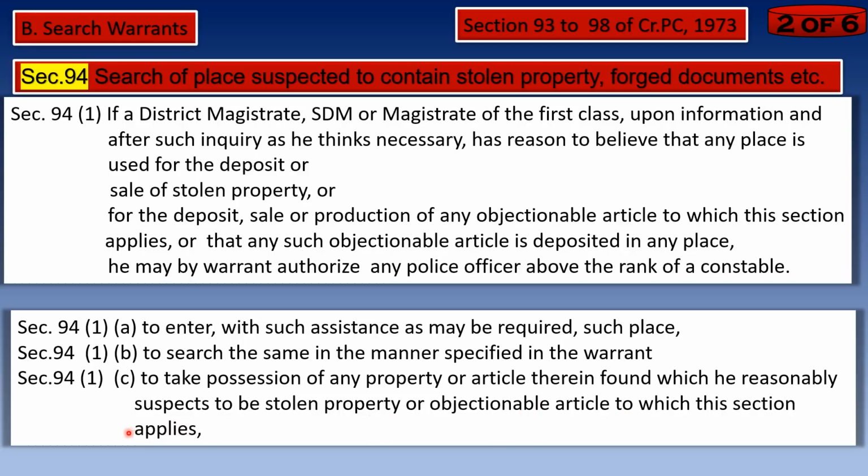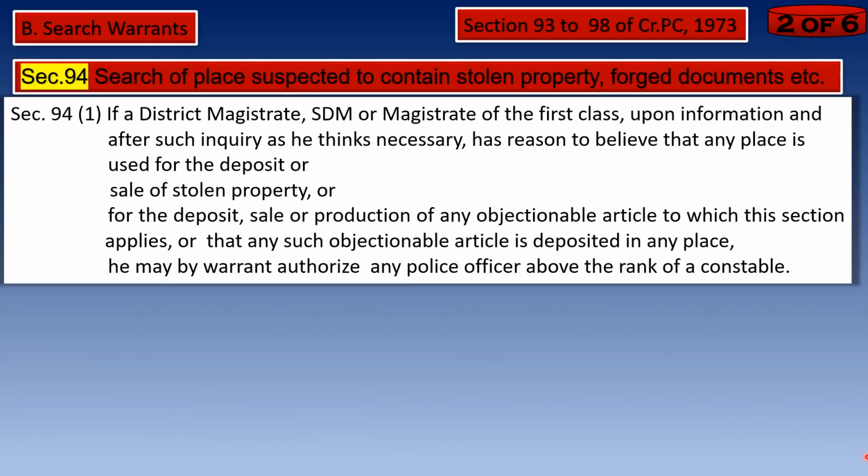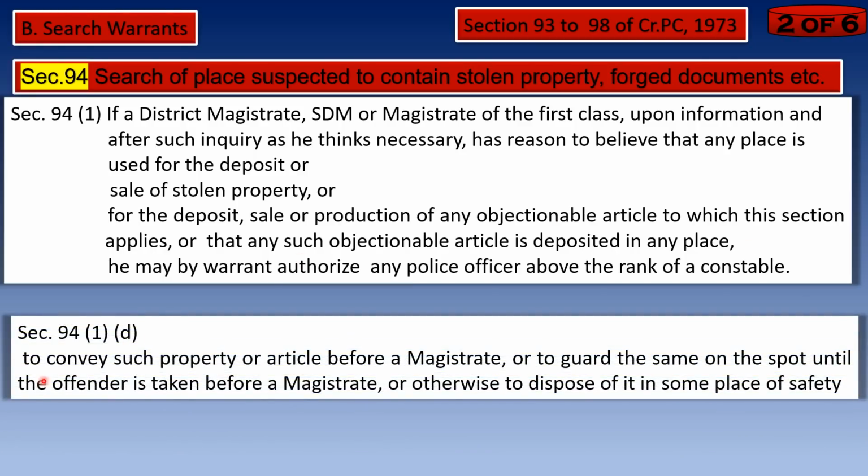Now, when a stolen property or an objectionable article is found, what is to be done next? This is what clause D of subsection 1 of 94 says: to convey such property or article before a magistrate, or to guard the same on the spot until the offender is taken before a magistrate, or otherwise to deposit it in some place of safety. In simple language, when an objectionable article or a stolen property is found, clause D of subsection 1 of Section 94 speaks about three things.